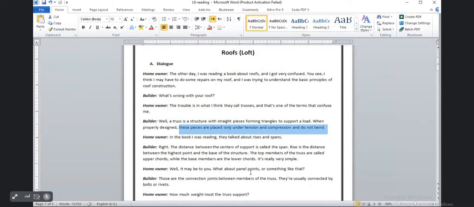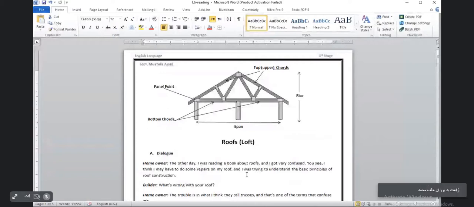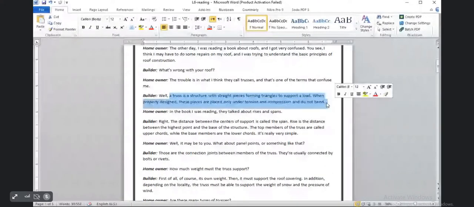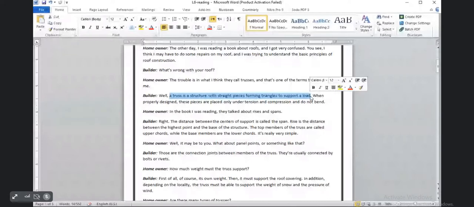So you see how strong the truss is? The truss is a very strong structure. It's very simple, but at the same time, it's very strong. So students, do you understand now the definition of a truss? This is the whole definition. But if you forget to say all of it, just say this part: a truss is a structure with straight pieces forming triangles to support a load. That's the easiest and simplest definition for a truss.